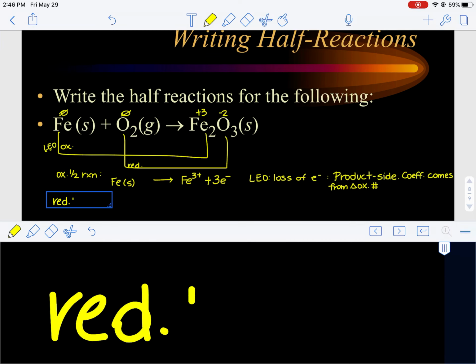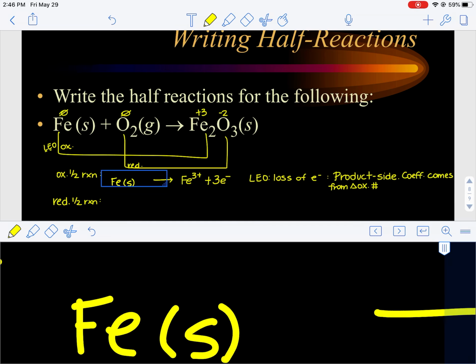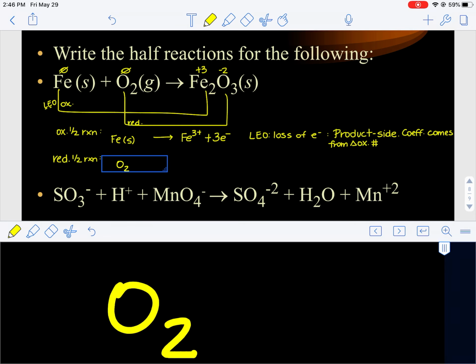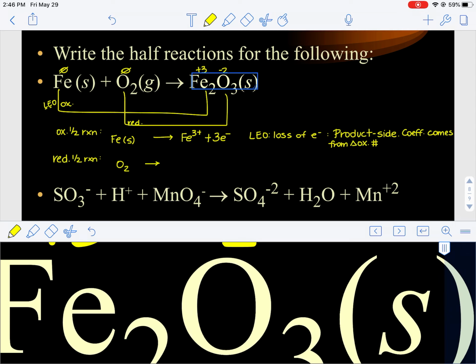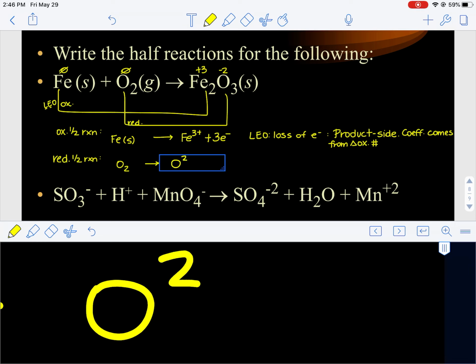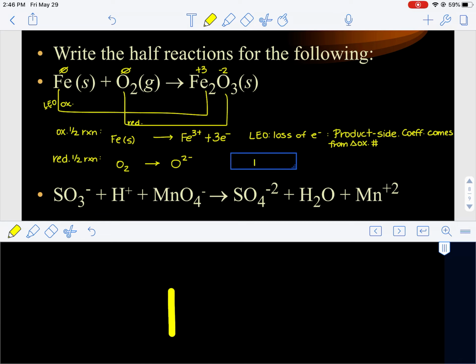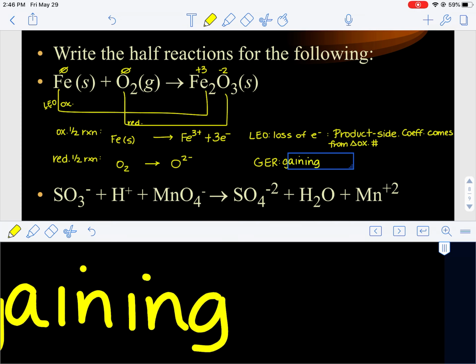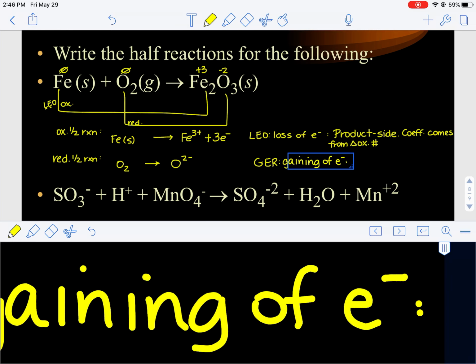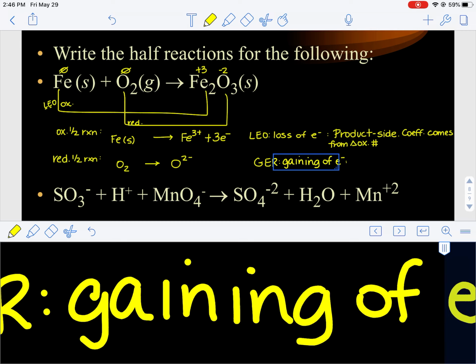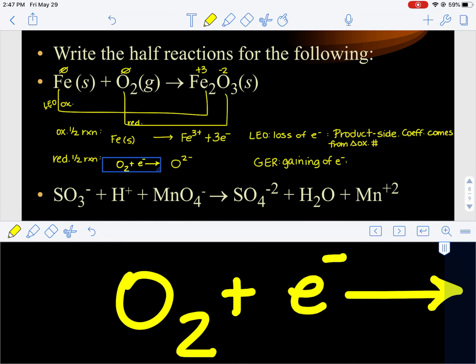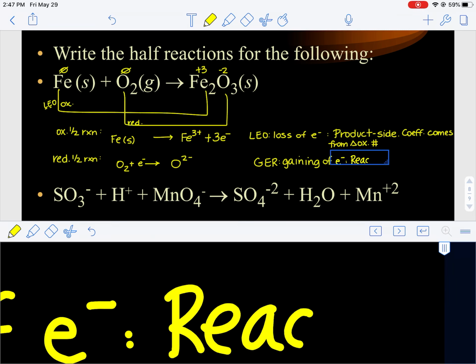Now let's do the reduction half reaction. Here's where I found reduction. What I linked up was oxygen gas, and it's going to the oxygen in the ionic compound, so that will be oxygen, the anion, as 2-. Reduction, or GER, shows the gaining of electrons. When you think of enthalpy or heat, if I wanted to show that the reaction was endothermic, which is the gaining or absorption of heat energy, I would write it in on the reactant side. So I'm definitely going to be putting in some amount of electrons, right? Reactant side.